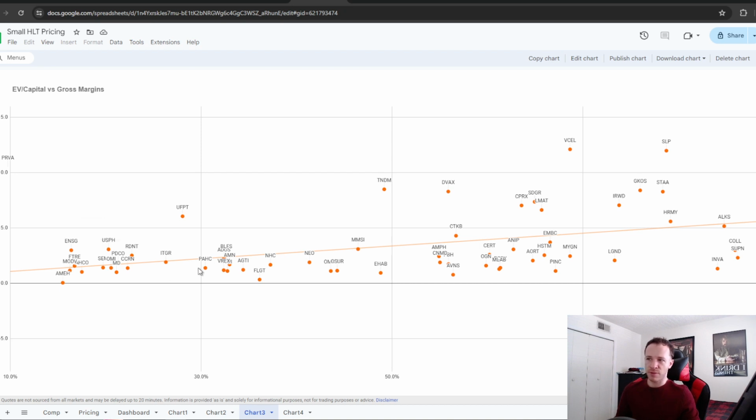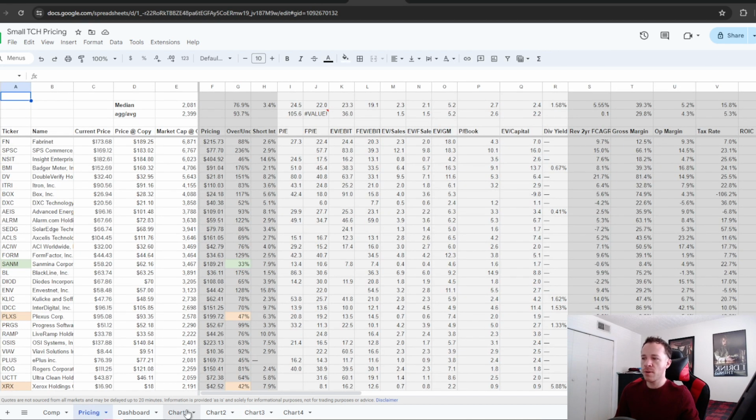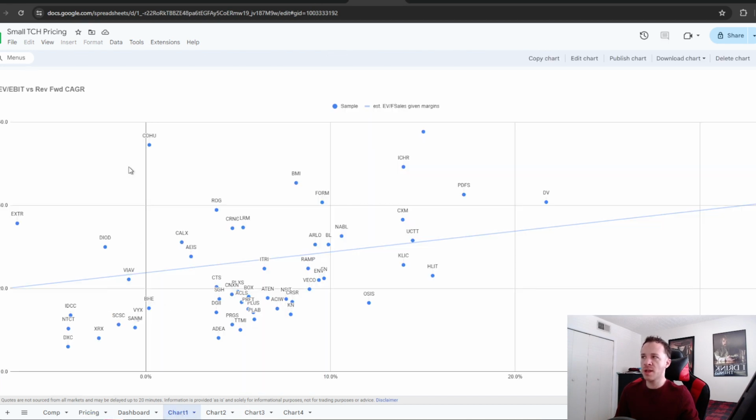We can see that this is definitely one that has a little bit of a weaker statistical relationship compared to some of the other ones we were looking at. Then coming over to this tech sector, the first metric we look at is EV to EBIT versus revenue forward CAGR. Positive relationship, but not necessarily a super amazingly positive one, but still positive nonetheless.